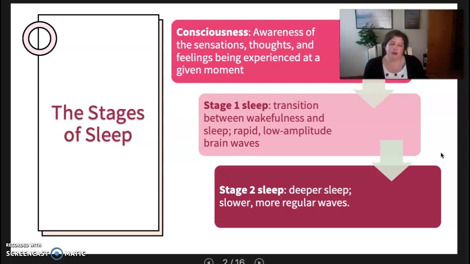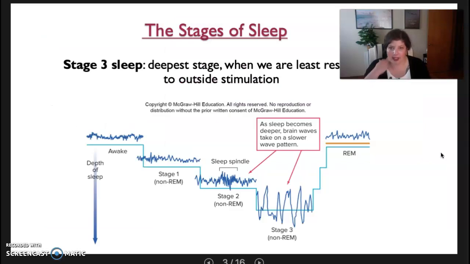And then moving into stage 2, this is a deeper sleep. When you're measuring brain waves, they become slower, so less rapid, and then just sort of even out. They're more regular waves. And then for stage 3, this is our deepest sleep. This is when also, like it says, we're least responsive to outside stimulation.